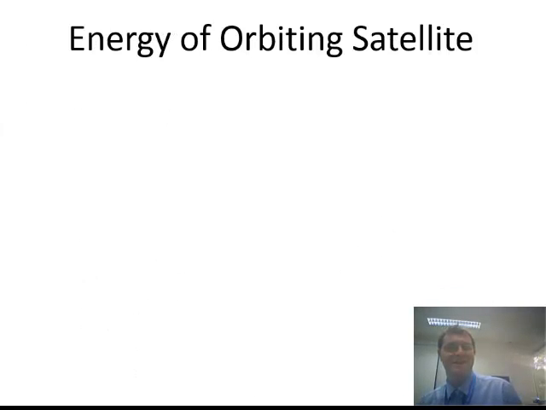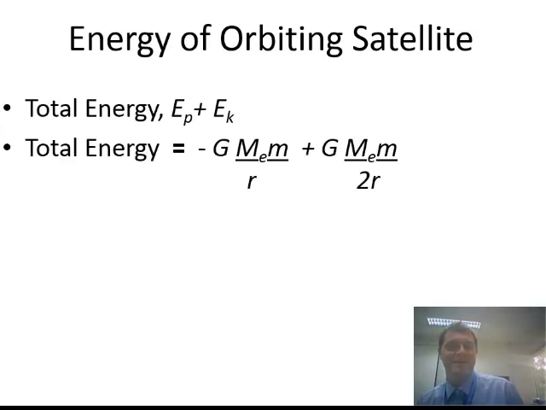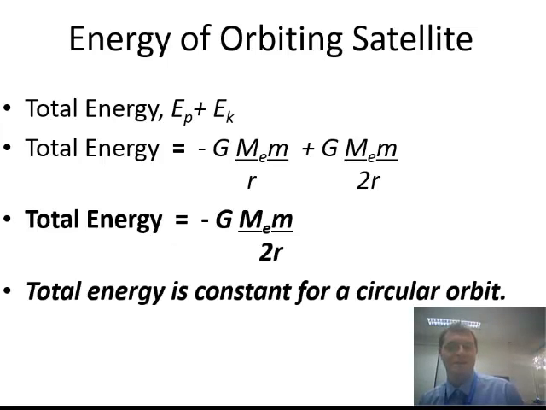If I think about the total energy of an orbiting satellite, it's going to be the potential energy plus the kinetic energy. So here I'm just going to add up those two values. So the total energy actually is minus G mass of the Earth multiplied by the mass of the satellite divided by 2r. The total energy is a constant for a circular orbit.